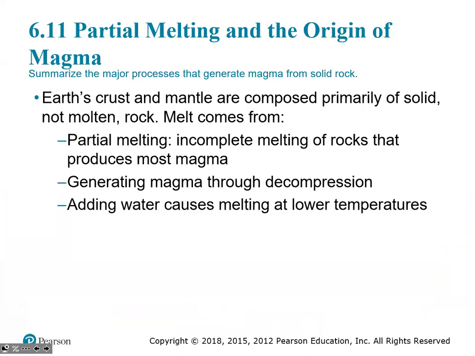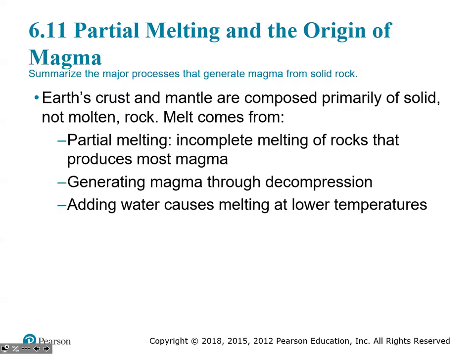So let's talk about where magma comes from. The Earth's crust and mantle are composed primarily of solid, not molten rock. When things melt, certain conditions have to occur. One of these is partial melting. You get incomplete melting of rocks. This is what produces most magma. You get certain minerals melting out and others remaining.